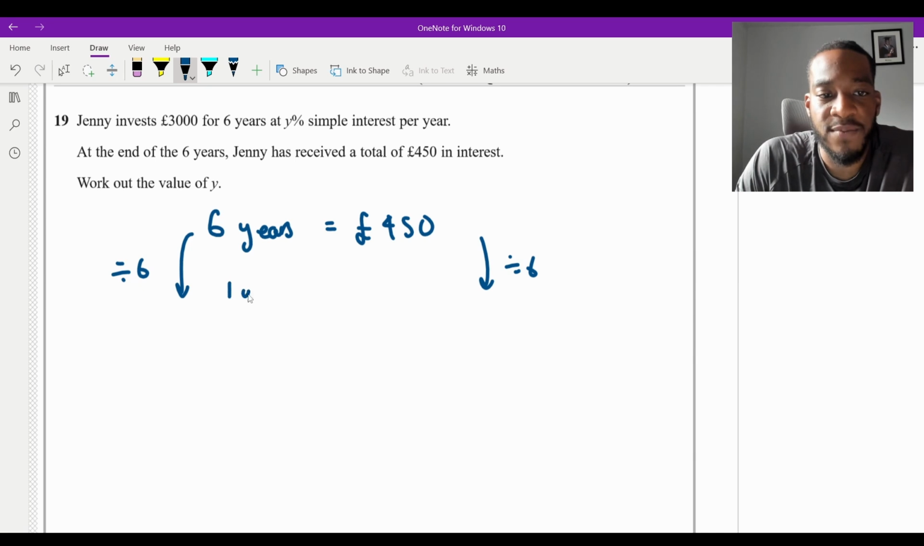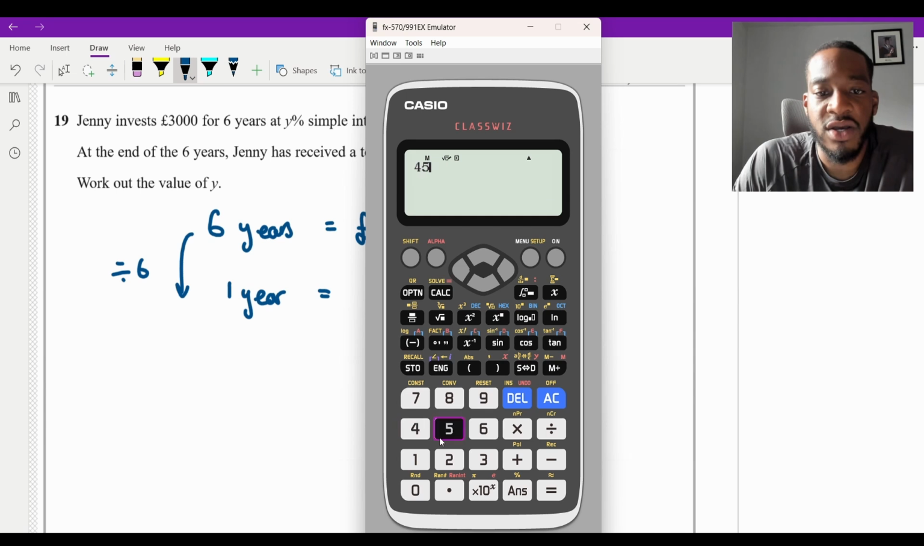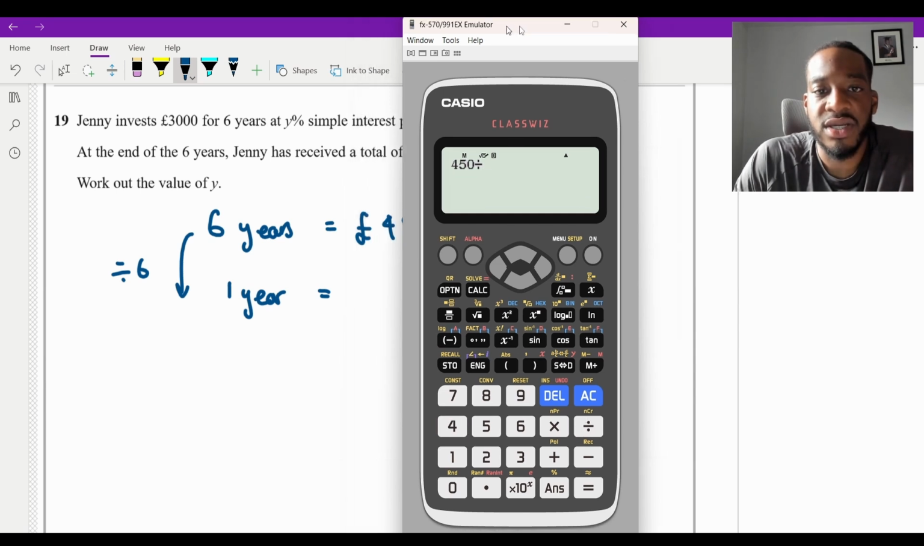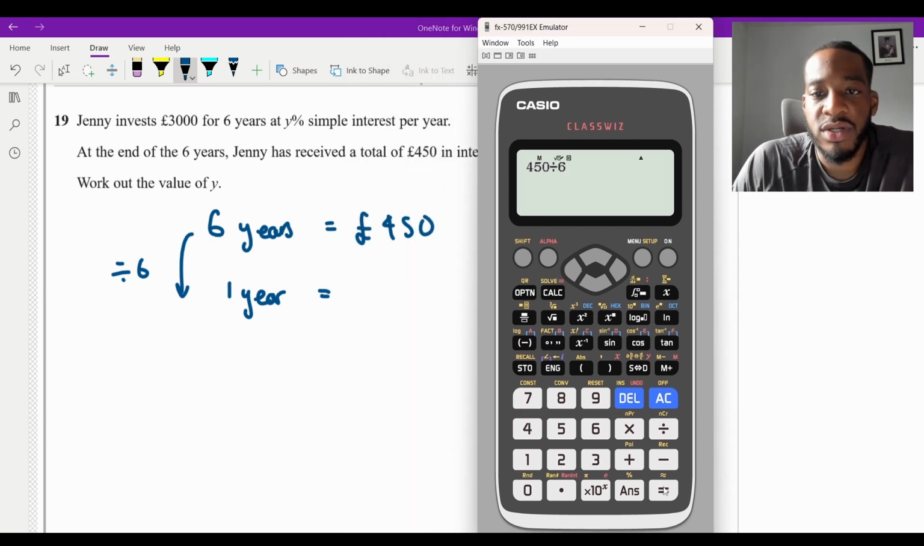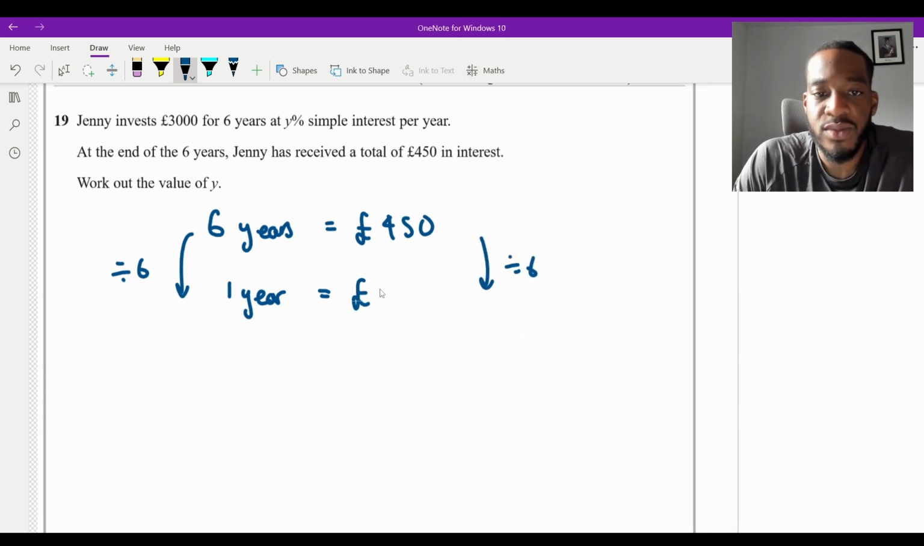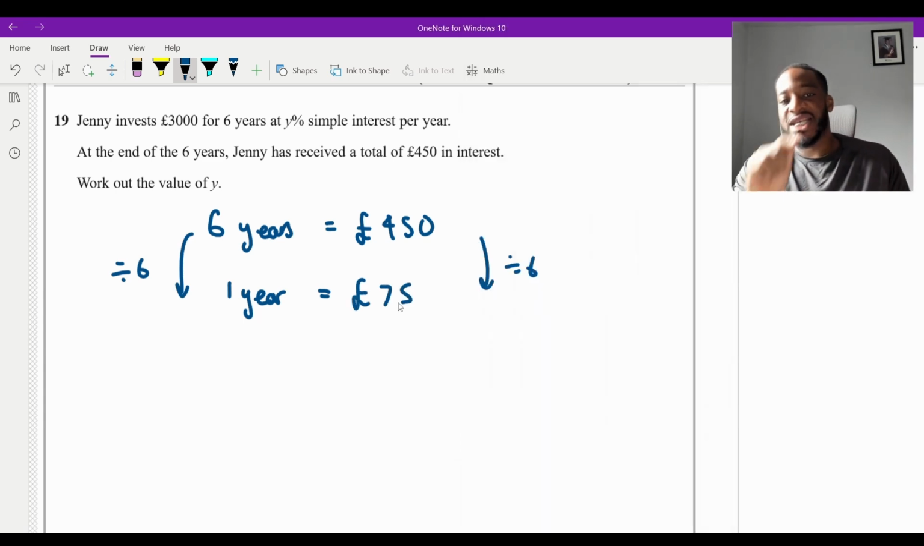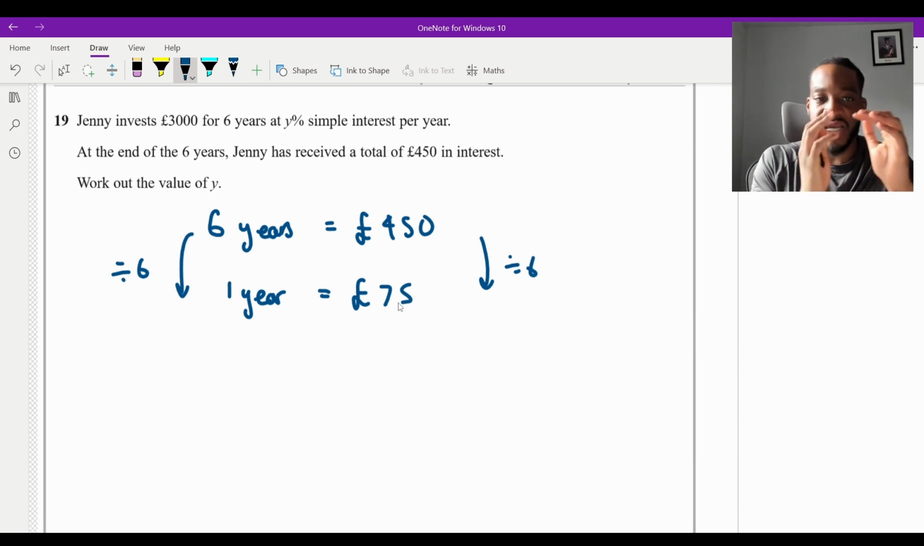So 1 year is equal to, now I need to do 450 divided by 6, might as well put on your calculator. 450 divided by 6 is going to equal 75. So what this tells me is that whatever the simple interest rate is, it got her £75 from the 3,000, because that's her initial amount.